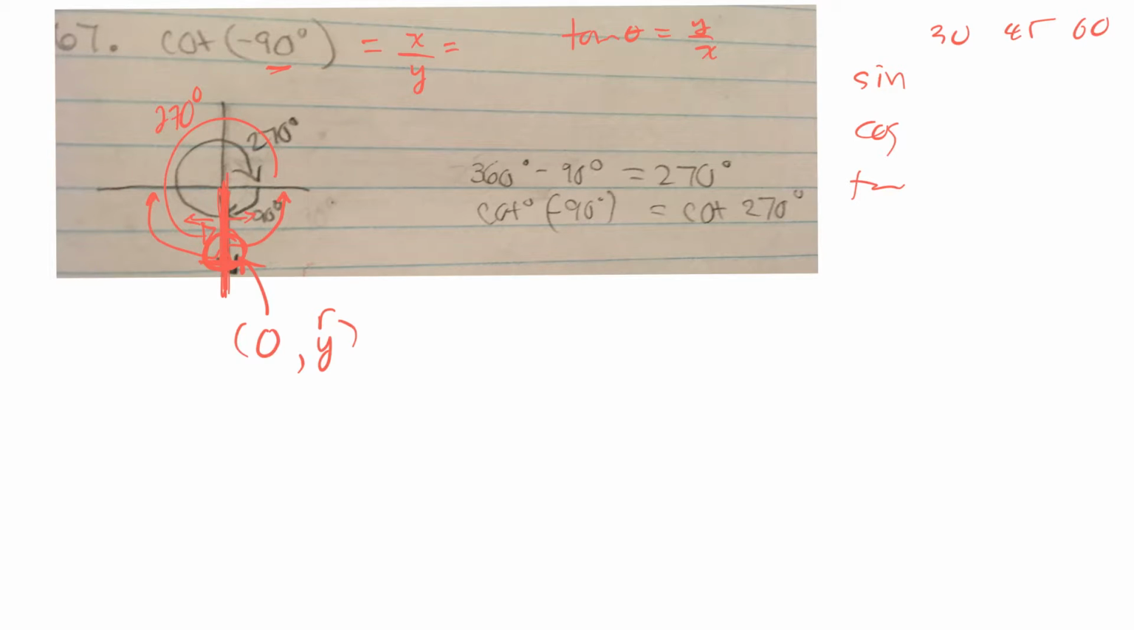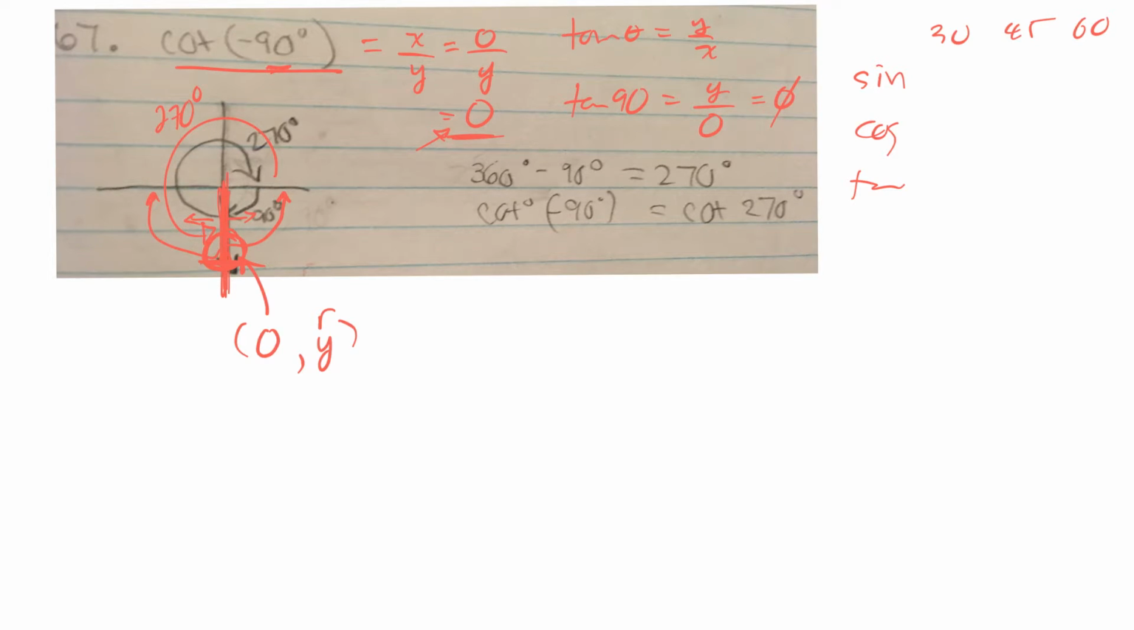So when I look up here, x value is 0, y value doesn't matter what it is, because 0 divided by y is just 0. So the cotan of negative 90 is going to be 0. Now, if I would have looked for the tangent of 90, it would have been y over 0, or that would have been undefined. But cotan is defined, and it's 0.